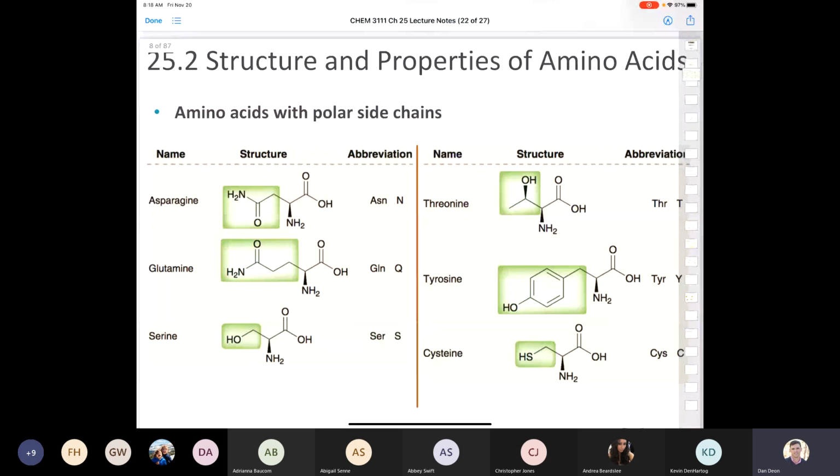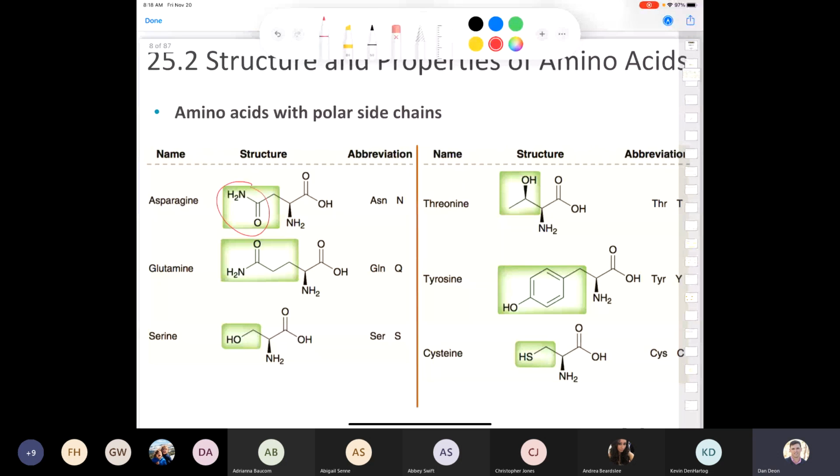Here are some amino acids with polar side chains. Asparagine has an amide on the end. It's got the letter A in it. It's only got one methylene in it. The next one is glutamine. It also has an amide at the end. The letter G comes after the letter A. It's got two CH2s. That's kind of how I remember them, sort of alphabetical order.